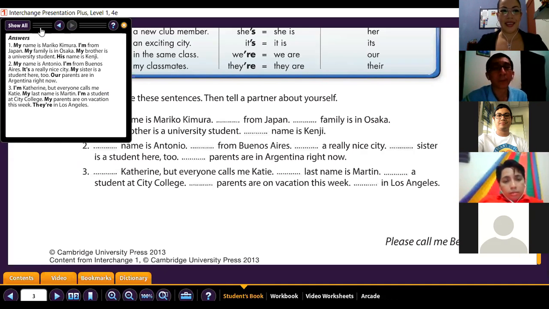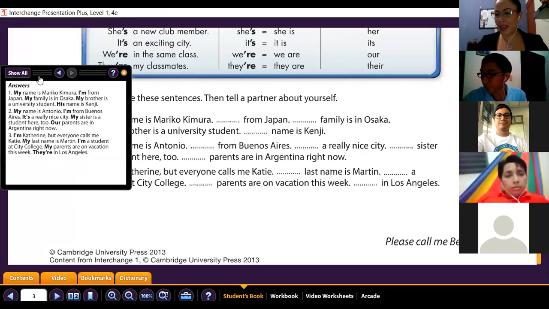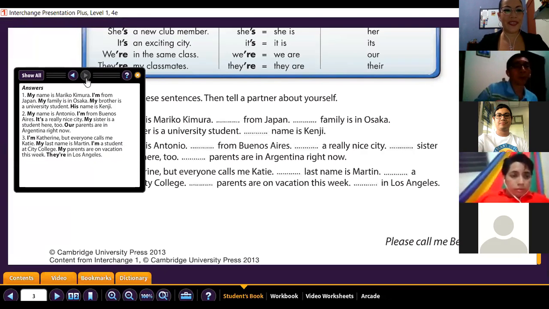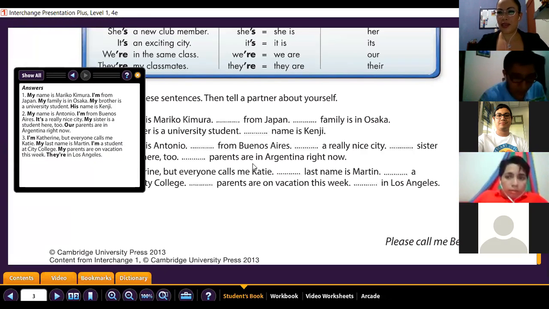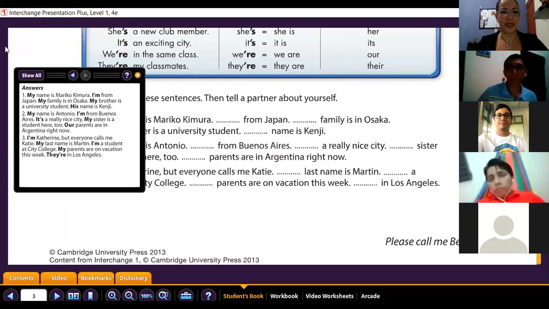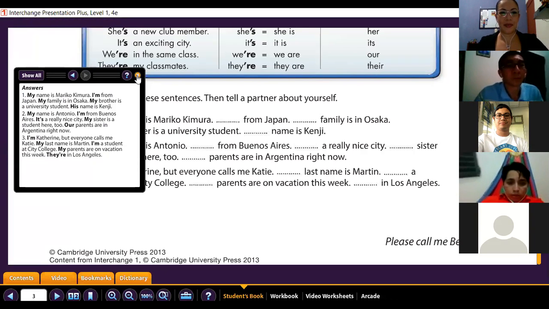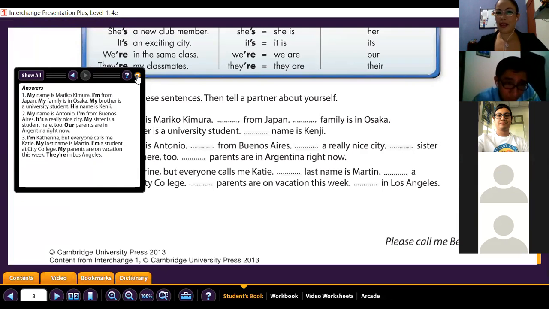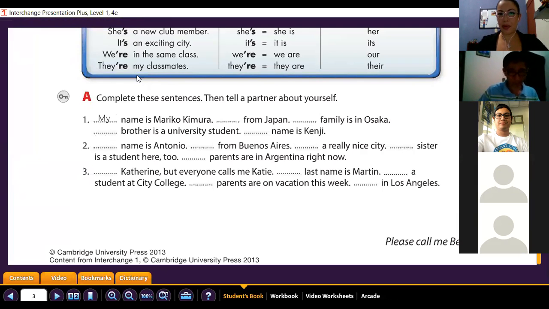Good job. So I think that this is very easy. Easy for you. So question, is that clear? Yes. You can practice in the platform.